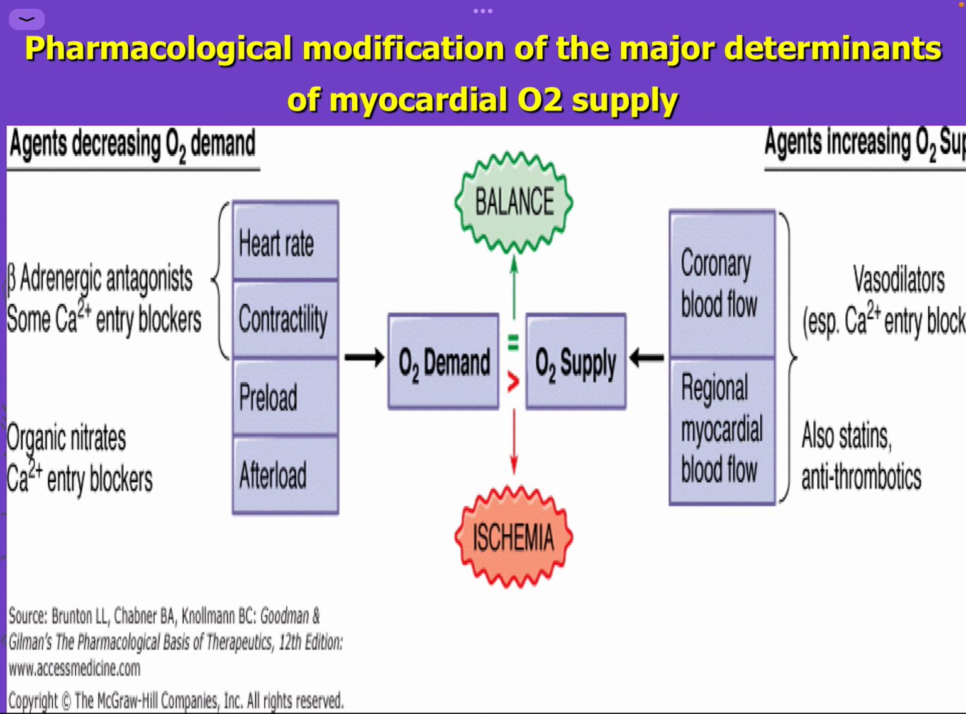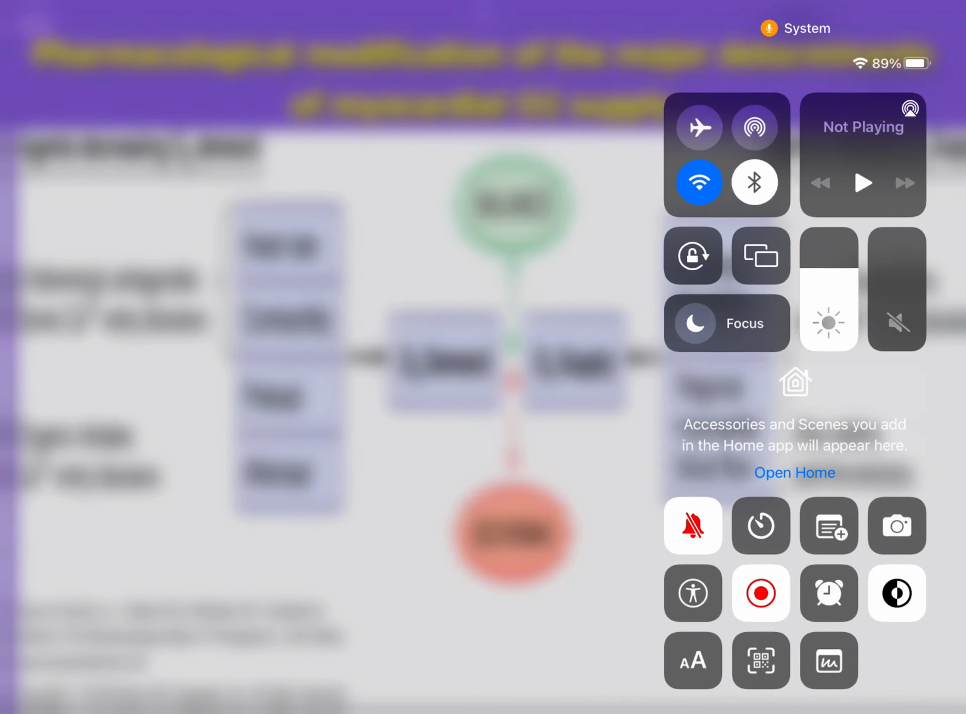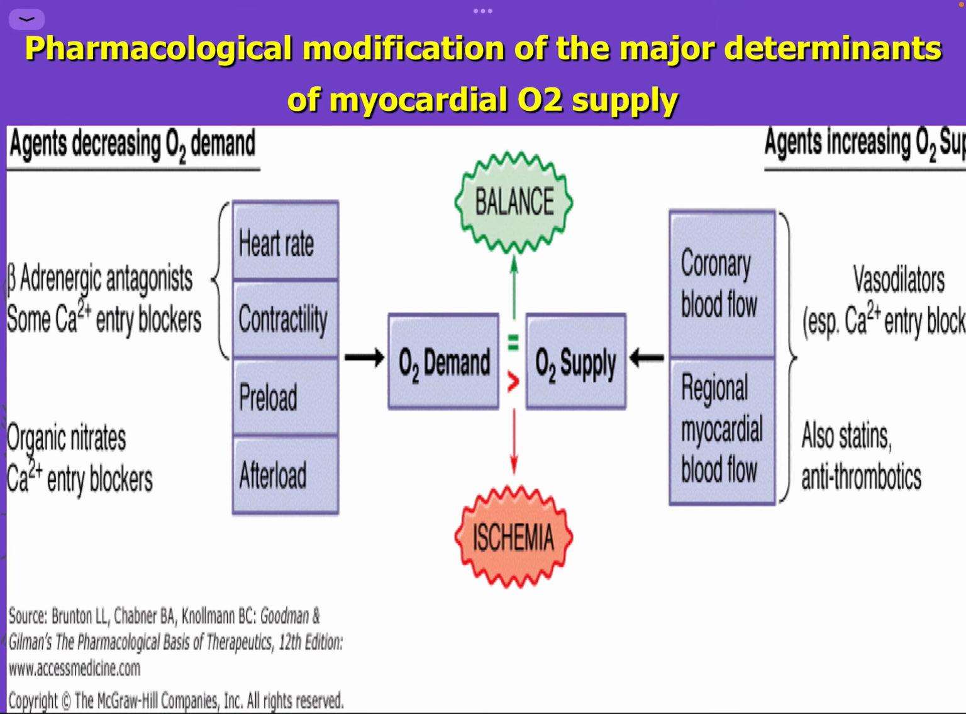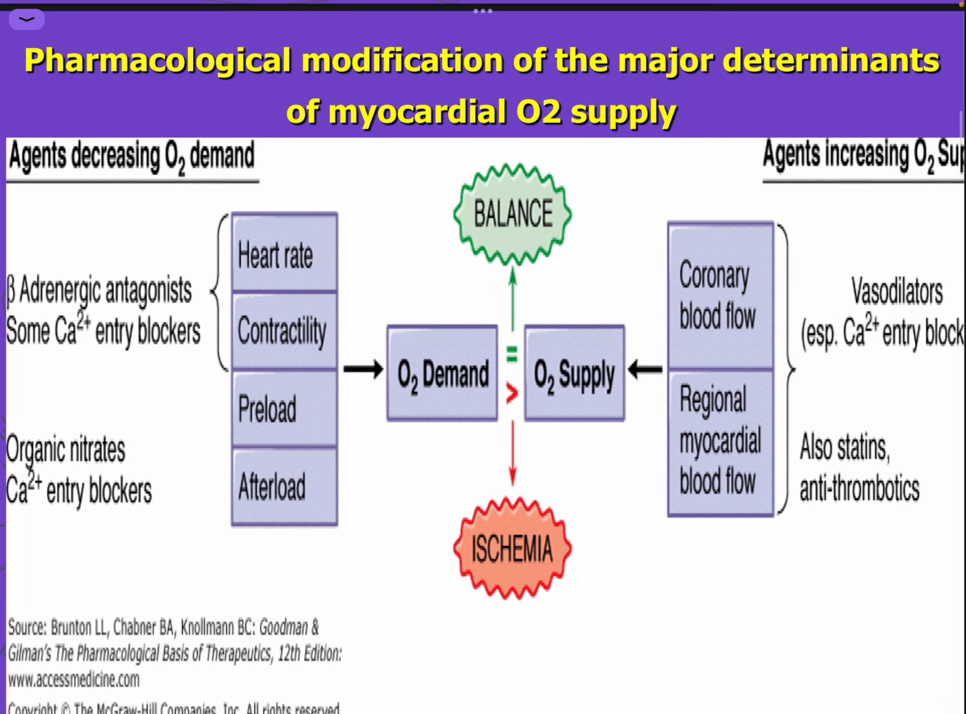Now, which drugs do that? So you'll be talking about these groups. Beta-adrenergic antagonists. These work on the heart rate and the contractility. Some calcium channel blockers, the ones we talked about last time in the ischemic heart disease lecture, like verapamil and diltiazem. We have organic nitrates, and we're going to be talking about how these drugs, which are vasodilators, will help in reduction of the preload and afterload, thus reducing the work of the heart.